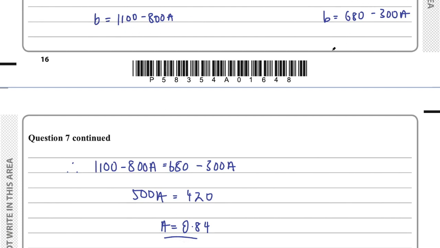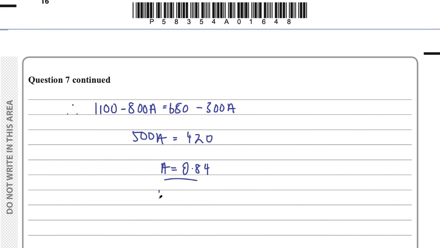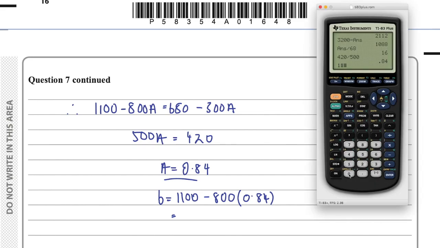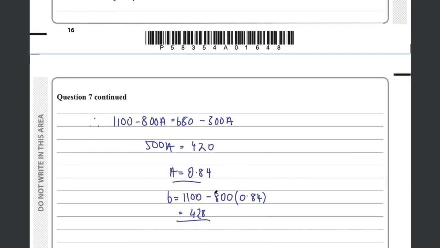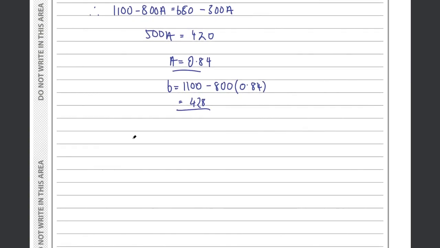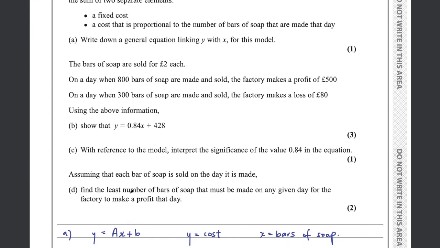And then plugging that into either of these two equations, we could say that B is equal to 1100 take 800 times 0.84. Plugging that in, I get 428. Again, really good news. And again, taking this expression, y equals ax plus b, it follows that y equals 0.84 plugging that in for a, x plus 428, plugging that in for b. Okay, so that was part B there. Show that y equals 0.84x plus 428.